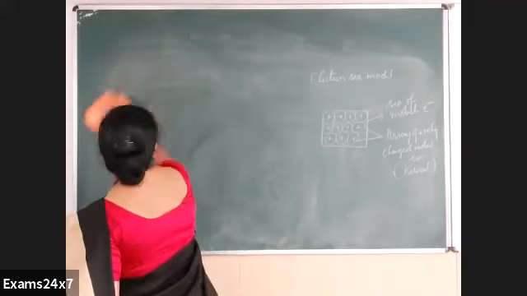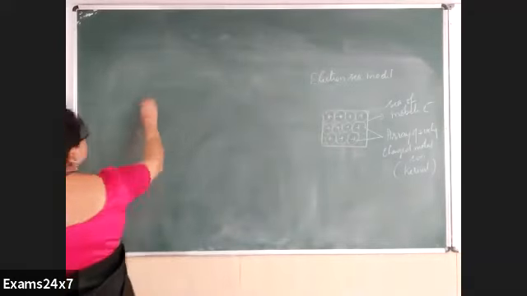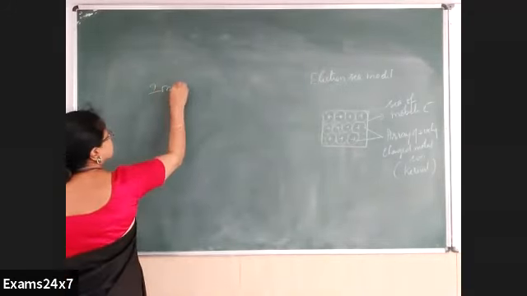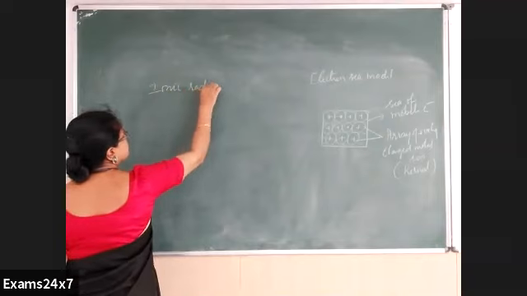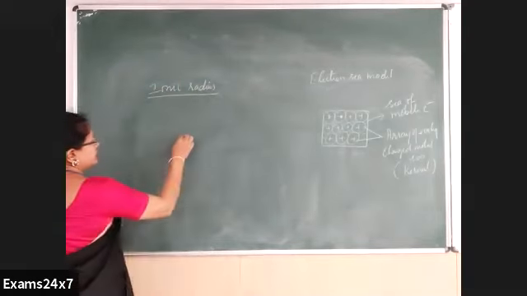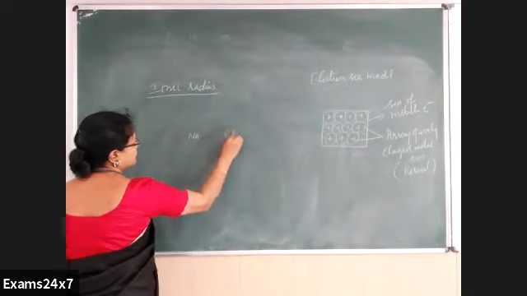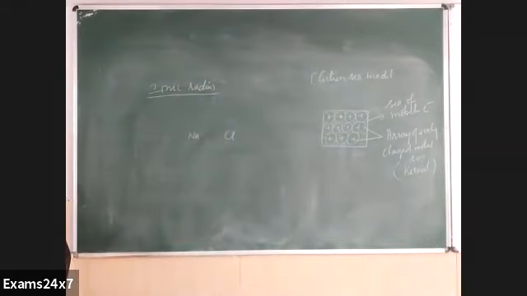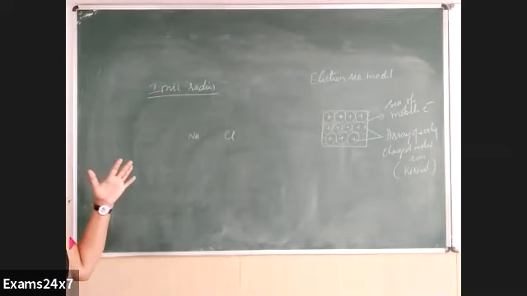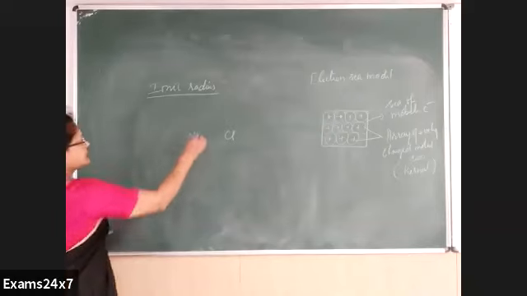Ionic radius. What is ionic radius? Assume an ionic compound, sodium chloride. Sodium and chloride. Which is large among sodium and chloride? Sodium on the left side, chloride on the right side. Which is large? Sodium, obviously, right? Left side, size decreases across the period. So sodium is large.